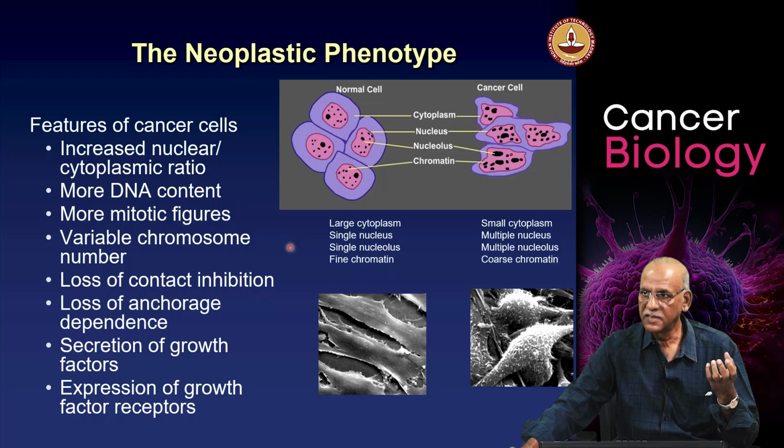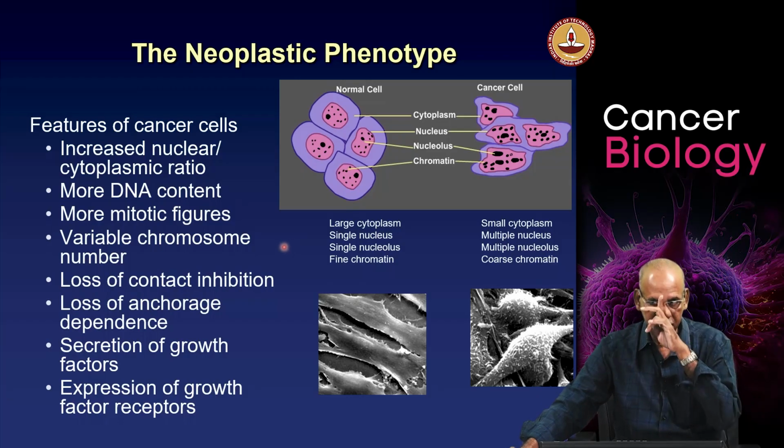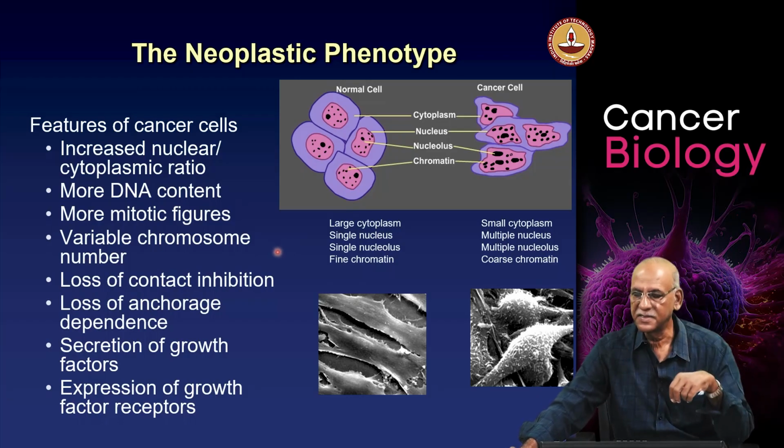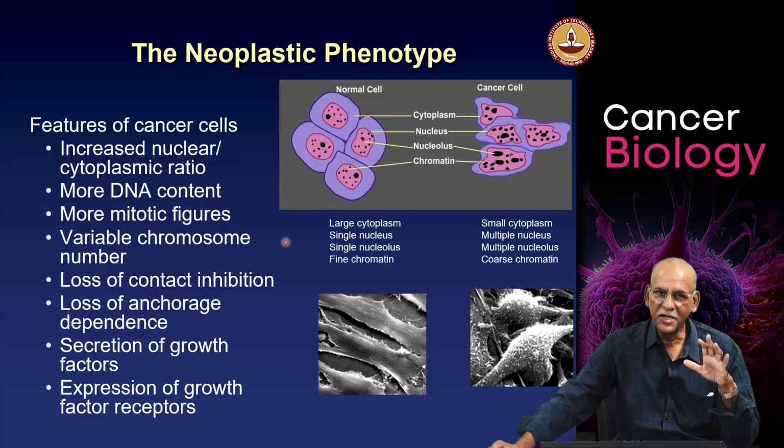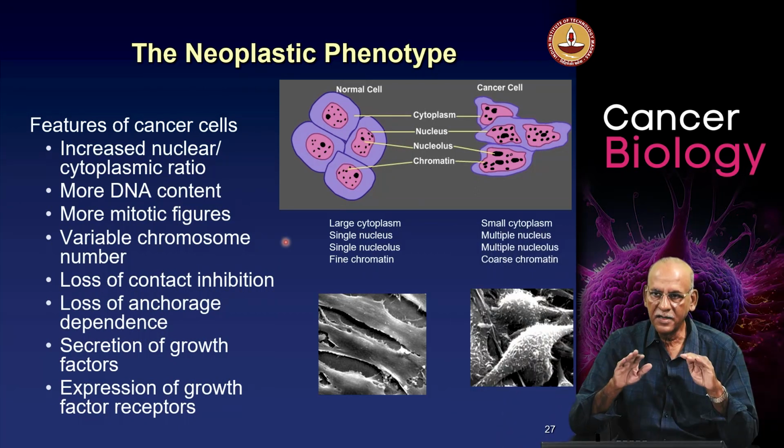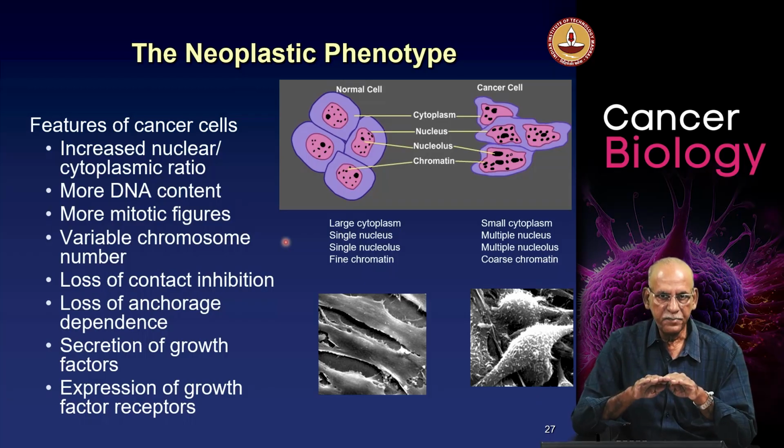Whereas, cancer cells do not need that support. This is known as anchorage dependence. Contact inhibition is slightly different. Contact inhibition means when the cells come in contact with each other, they stop growing. That is known as contact inhibition. So, the cancer cells do not exhibit that.